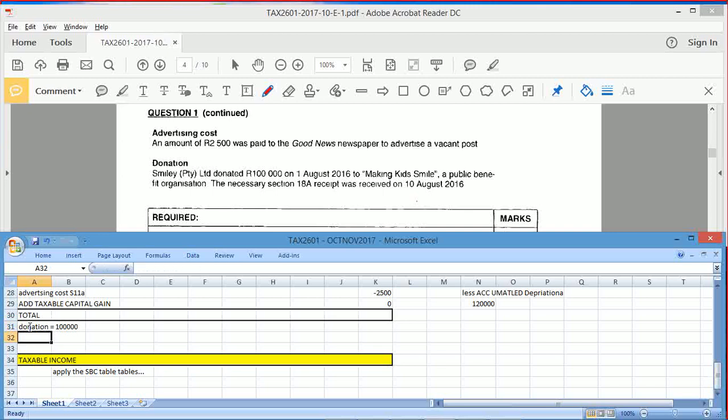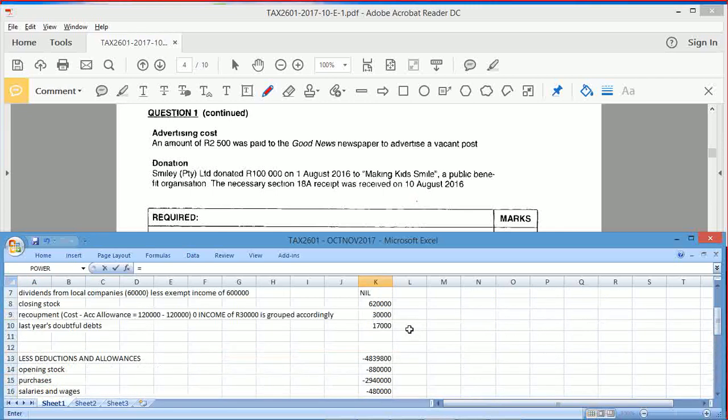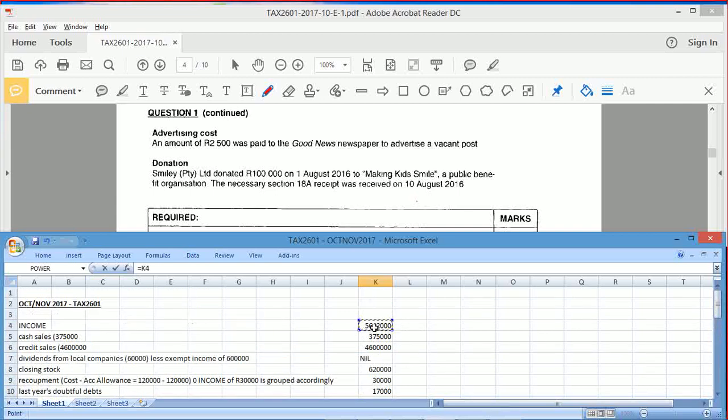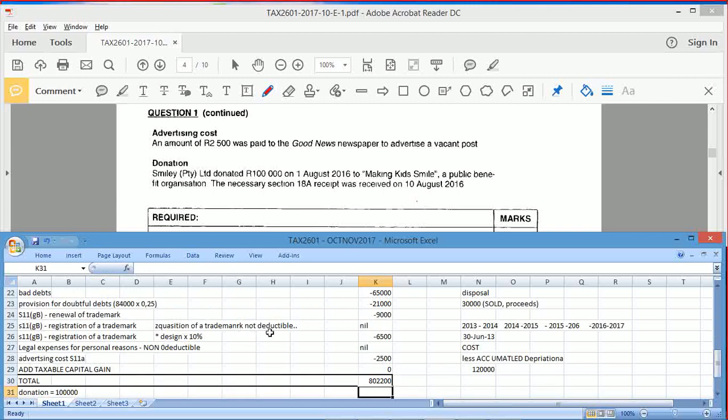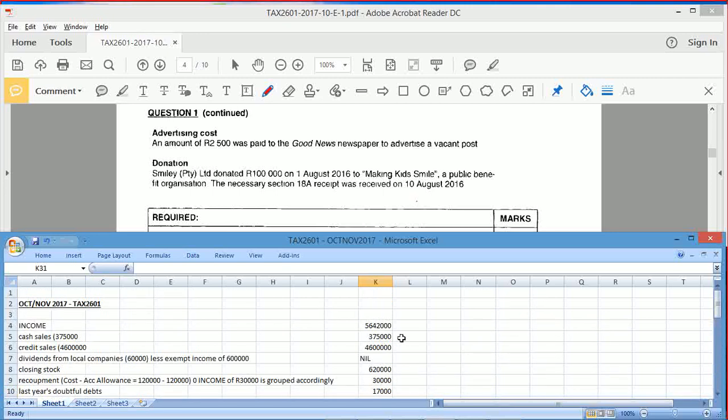A PBO, public benefit organization, you got a Section 11A receipt was received. So if you did receive a Section 11A receipt, in terms of the total equals, okay, what did I have earlier? I had all the income, minus all the expenses, deduction allowance, and minus that. It should be a plus because it's already a minus. It gives me 802.